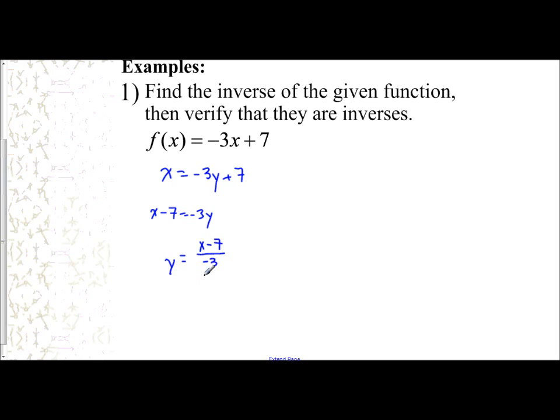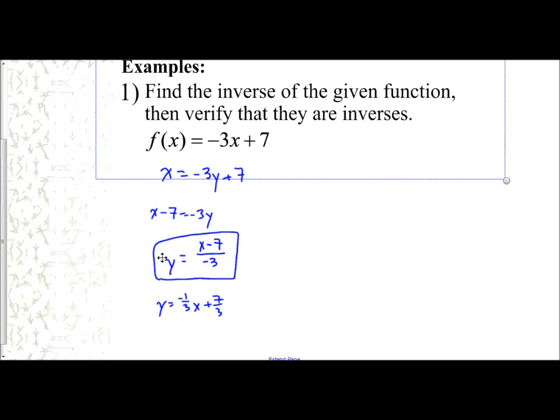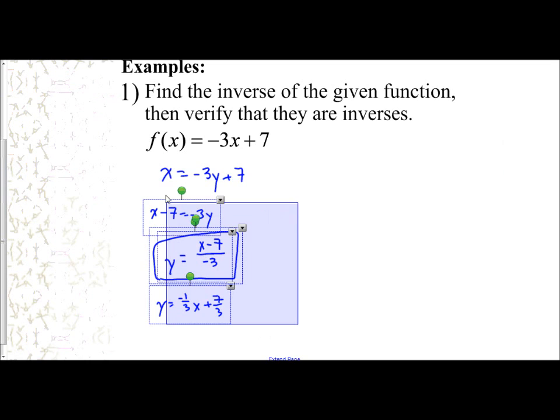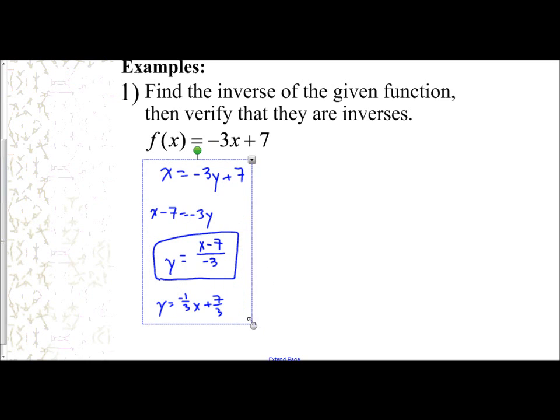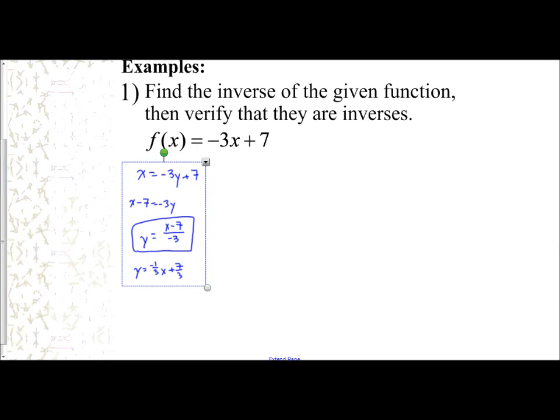And I'm just going to leave it as is. And so here's my inverse. If you want to change it to slope intercept form, you could do y equals negative 1/3 x plus 7/3. But I'm going to focus on using it in this format. And so now I'm asked to verify that my f of x and my y equals x minus 7 over negative 3 are in fact inverses. And so to do this, we take the composition both ways.